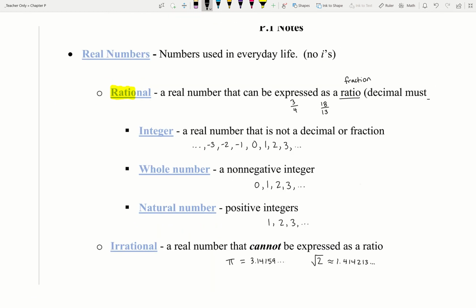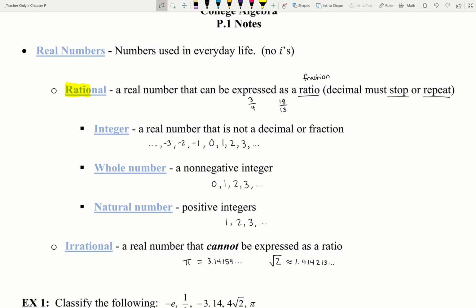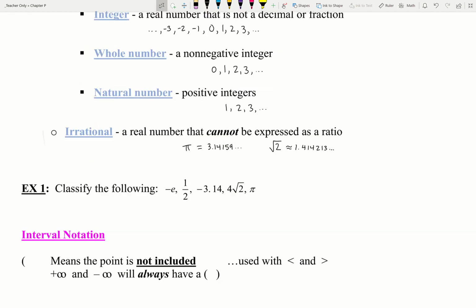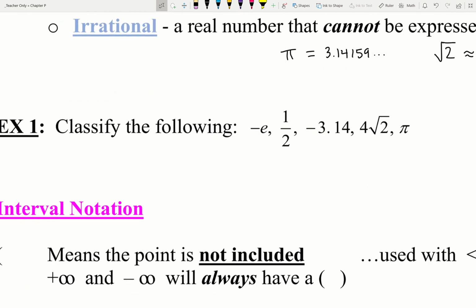Okay? So it turns out that any real number that you ever will look at will fall into one of these families, and so one of the questions that I can ask you is I'll just give you a list of numbers, and I'll just ask you to which families they belong. Okay? So we'll just go through these here really quickly.